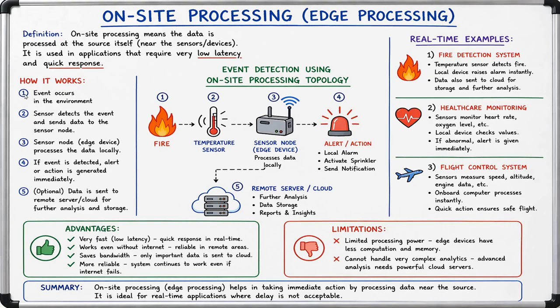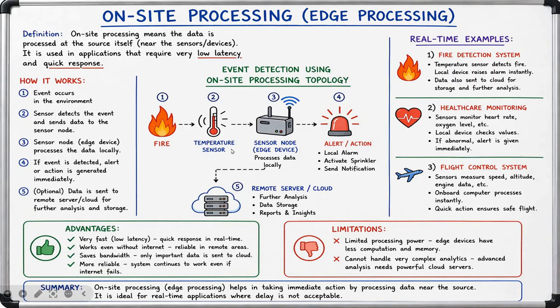Now, how does on-site processing work? First, an event occurs in the environment. Suppose a real-world event happens, such as a fire, high temperature or abnormal heart rate. Then the sensor detects the event and sends the data to the sensor node. For example, we take a temperature sensor which detects a change in the temperature and sends the information to the sensor node or the edge device.